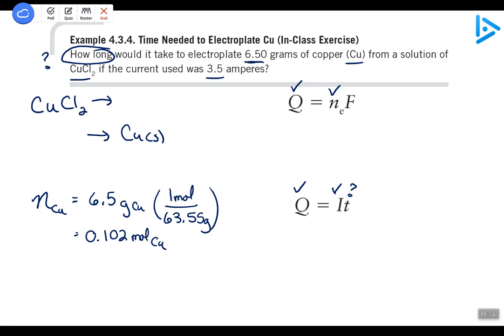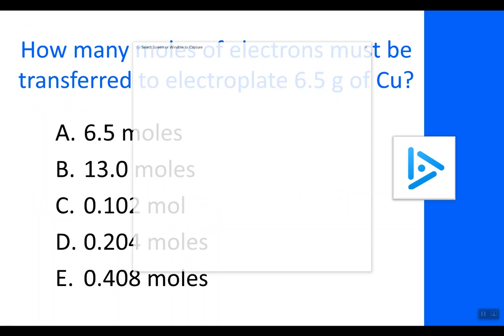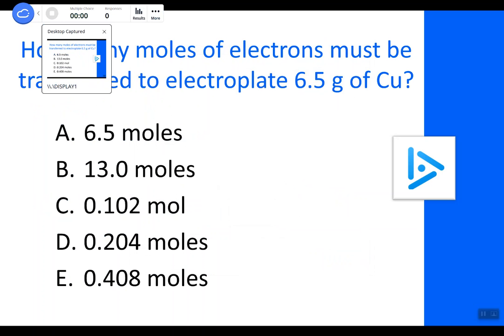That is my goal for this problem. So my question for you, how many moles of electrons must be transferred to electroplate this 6.5 grams of copper out of solution?